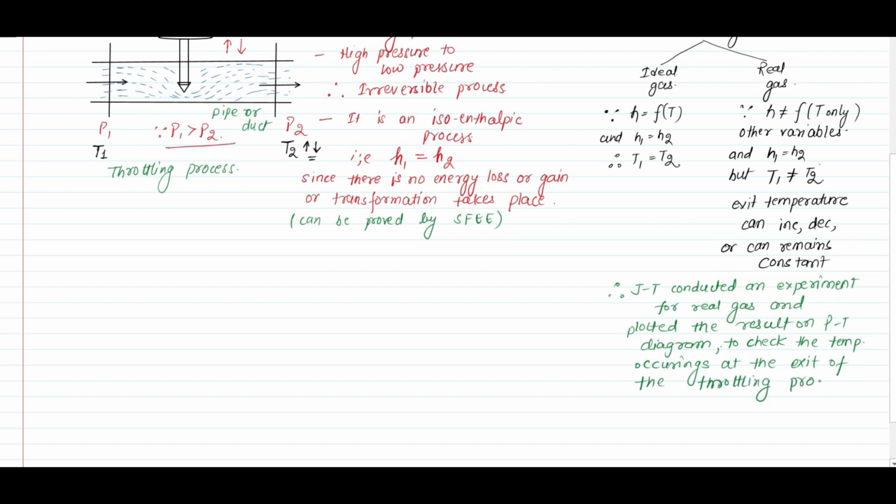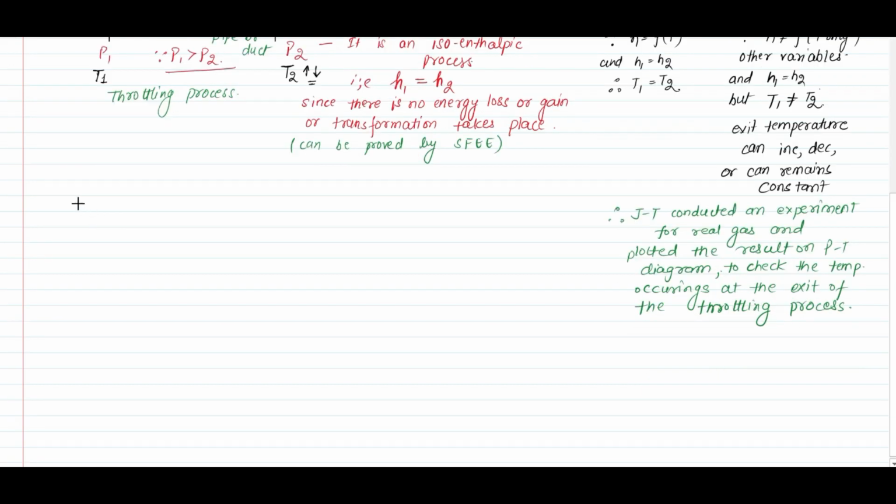So, moving ahead, I am plotting the pressure and temperature diagram. Pressure on the x-axis, temperature on the y-axis. The process will occur from right hand side to left hand side in the diagram. After plotting, we found a curve in the PT diagram.